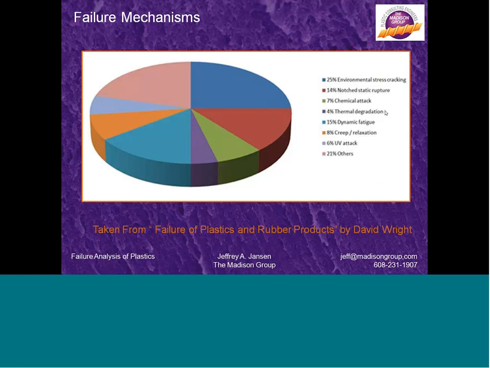And finally, dynamic fatigue, approximately 15%. So our big four in terms of plastic part failure are environmental stress cracking, static stresses, molecular degradation mechanisms, and dynamic fatigue. And again, through my experience, this table is right on the money.